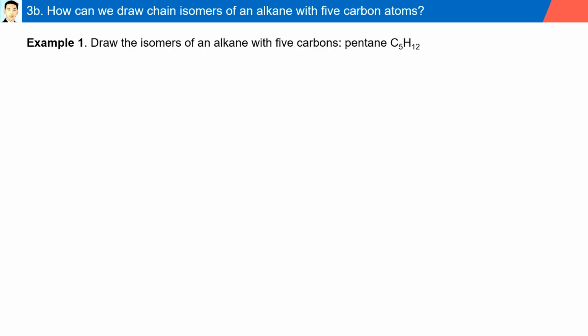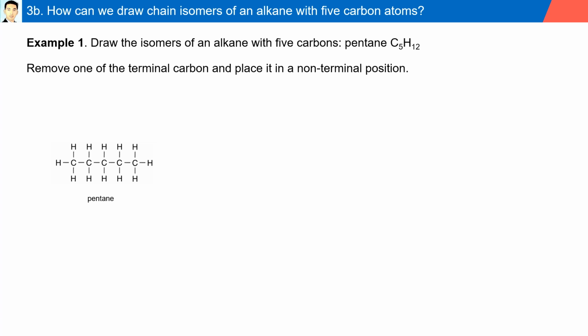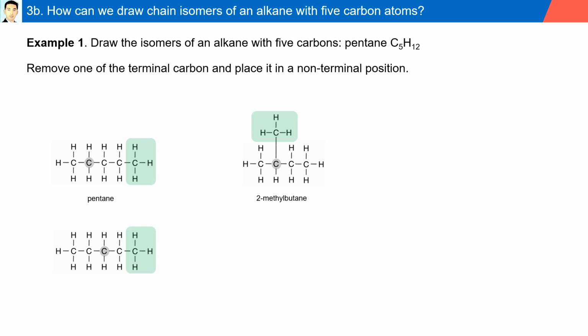How can we draw chain isomers of an alkane with 5 carbon atoms? First, we remove one of the terminal carbon and place it in a non-terminal position. This is our terminal carbon. We'll be moving it to the second carbon. It's called 2-methylbutane. Now, if we were to take that terminal carbon and place it on the third carbon, it would form the exact same molecule when we're numbering it from the right to left direction. It will still be 2-methylbutane.